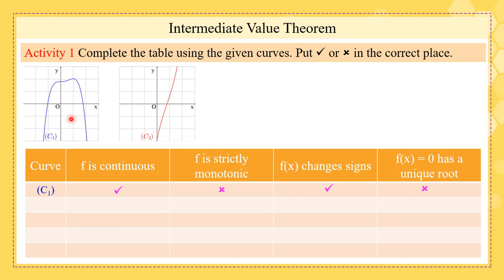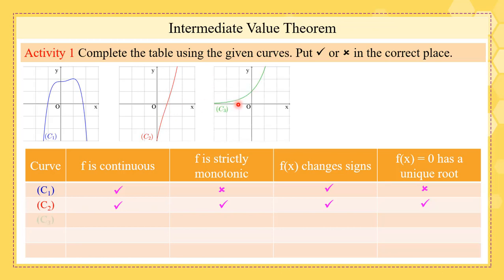Let's complete the table using the second curve. F is continuous, f is strictly increasing, so it's strictly monotonic. It does change signs, it changes signs from negative to positive. And f of x equals 0 has a unique root, which is somewhere here.